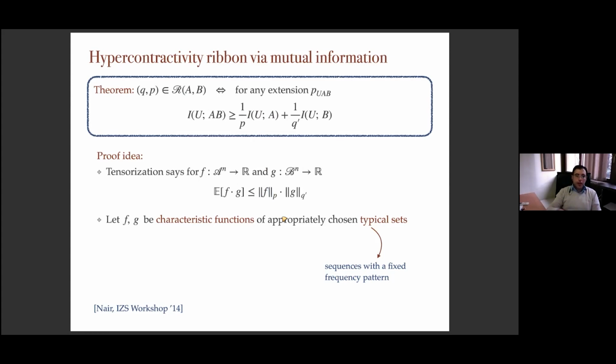I'm not going through the proofs in detail, but the whole idea that you can keep in mind is this: to prove this theorem, I first go to the tensorized version, the n-fold version, and then think of functions that are characteristic functions, and then take typical sets.